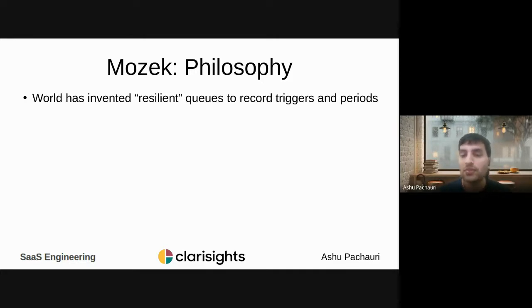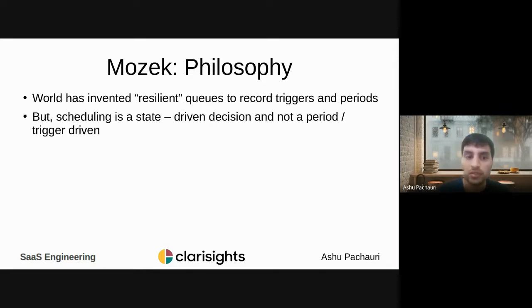So the world has tried to solve or hack around this problem by using more and more resilient systems. But the point is that it is still very, very imperative in the sense that these systems are still prone to failures. It can still happen that your queue is also down, or your queue was not able to respond in time and you basically gave up. So the problem is that scheduling, we have been looking at it as a trigger or period-based decision, but it is not really that. It is a state-based decision.